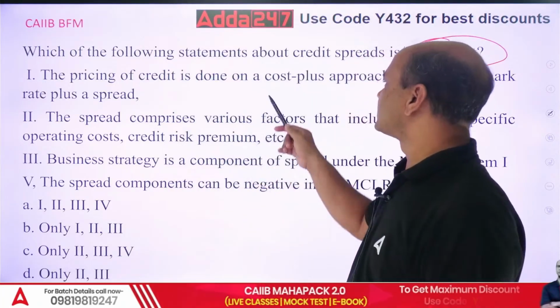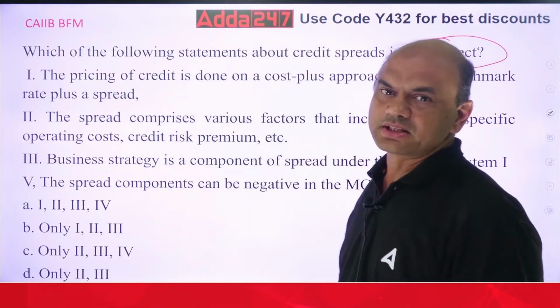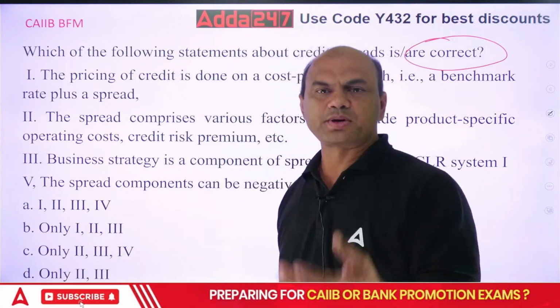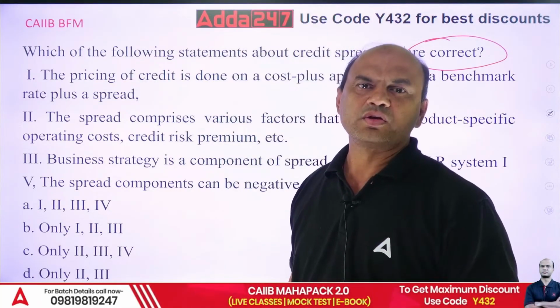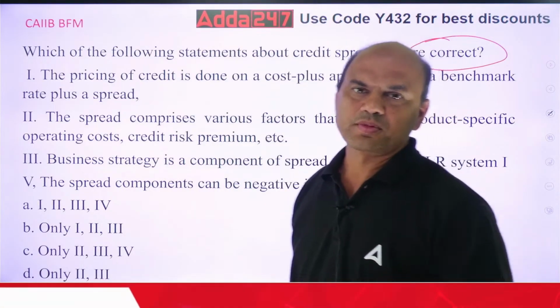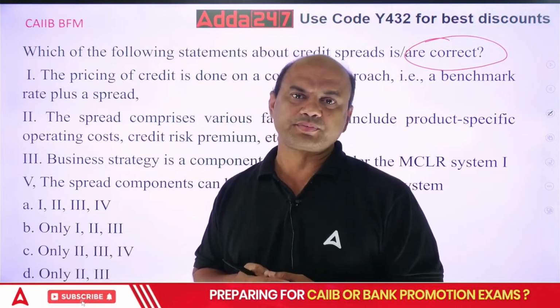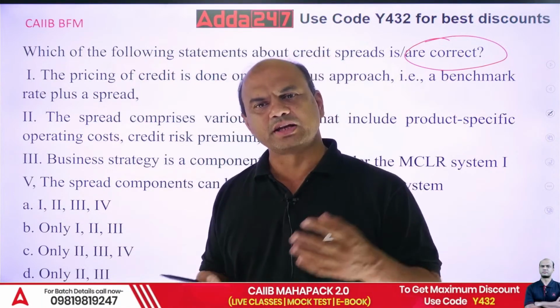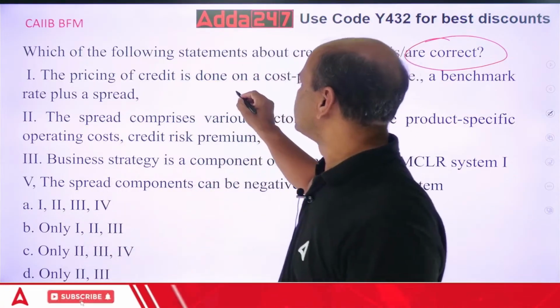The pricing of the credit is done on a cost plus approach. Cost plus means basically your benchmark plus the spread. Cost means whatever is the benchmark. For internal it is MCLR, for external it is repo, for forex it is nowadays ARR. So these are the benchmarks. That benchmark plus spread, that is cost plus. So this is true. One is true.